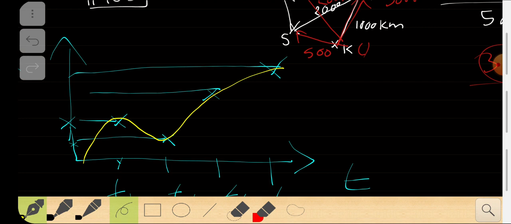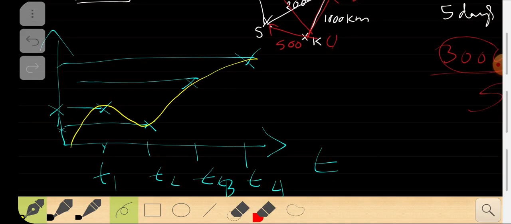If you add up all these displacements, you can get the final displacement. So the final displacement is just 3000 kilometers. That's my final displacement from the origin, which is around here. So this is called the displacement versus time graph.